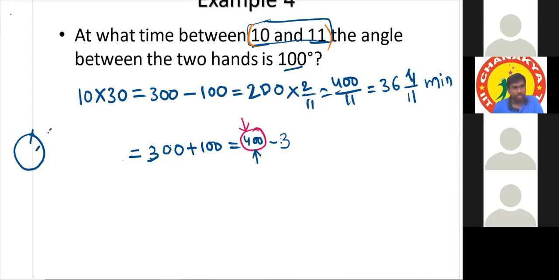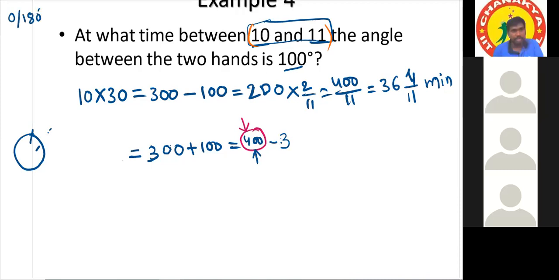Okay. See, only 0 degree and 180 degree will appear one time in every hour. One time per hour. And other than these two angles, every angle appears twice in an hour. Remember this point. Twice in 1 hour. Okay, sir. And you can go through the previous videos also.